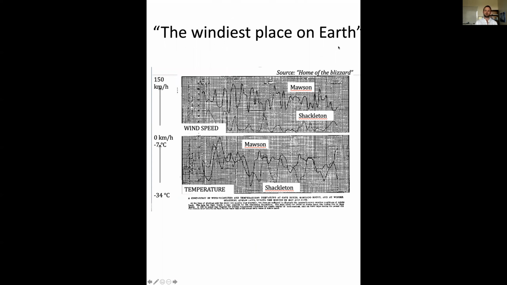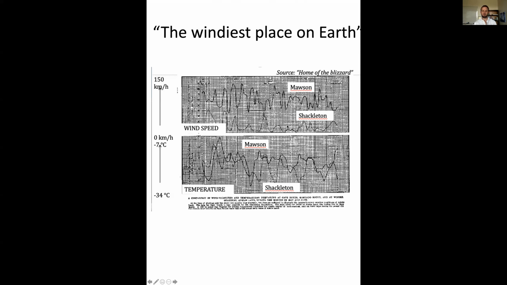Okay, I want to show you what these look like. These are obviously written, so they're not digital, but I want to show how strong the winds are where their hut was on Mawson. And you can see a 14-day period here where the winds did not go down lower than 50 kilometers per hour, up to 150 kilometers per hour. So almost 100 miles per hour winds, basically all the time. Okay, so this is an extremely windy place, maybe the windiest place on Earth, which they refer to in their book, Home of the Blizzard.